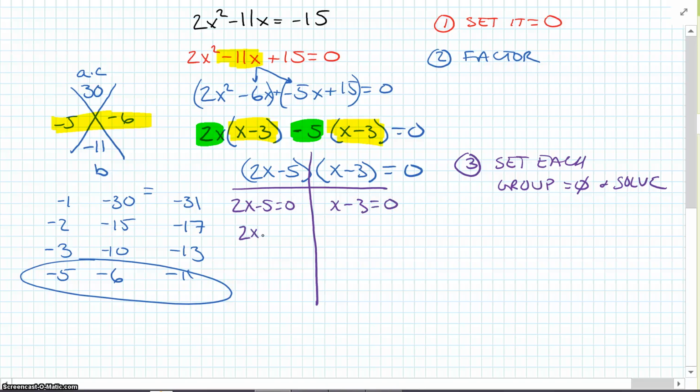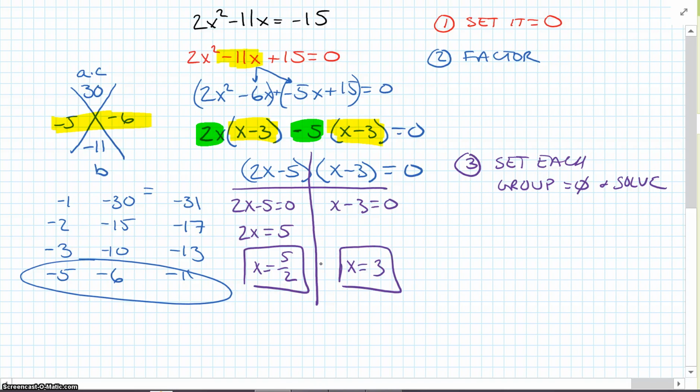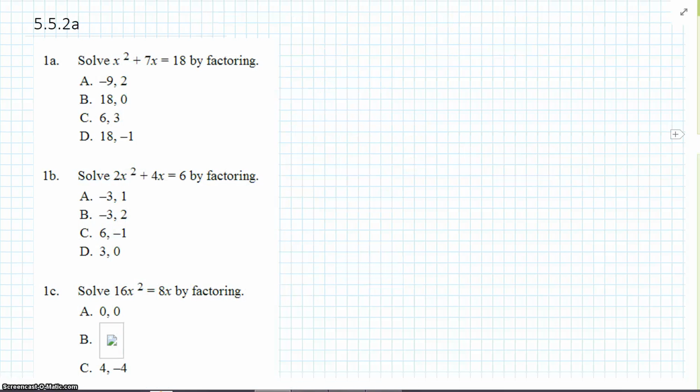I'm going to add 5 to each side, so I get 2x equals 5. Divide each side by 2, so x equals 5 over 2. There's an answer on the left. On the right side, we're going to add 3 to each side, so we get x equals 3. So there are your two possible answers for the first example: x equals 5 halves and x equals 3. And if you wanted to check yourself, you could put these into the initial equation and see how it works. All right, moving on.